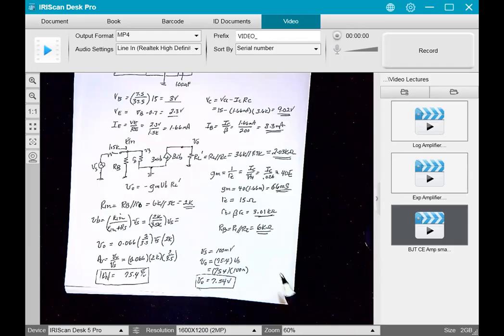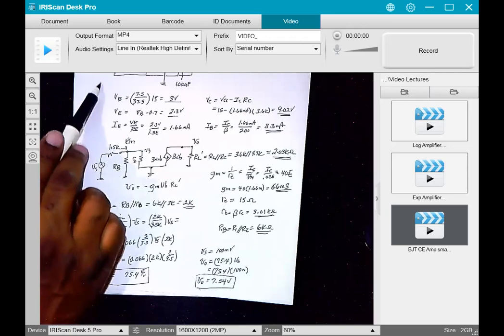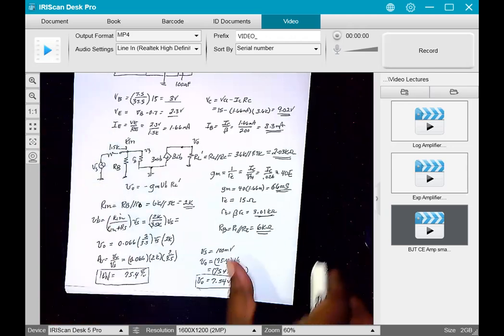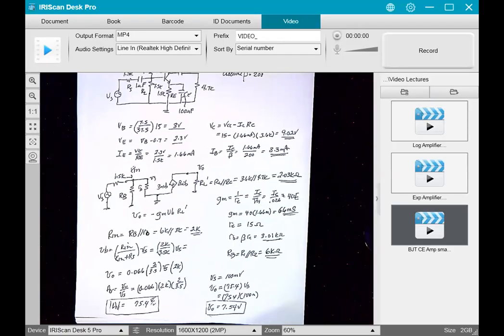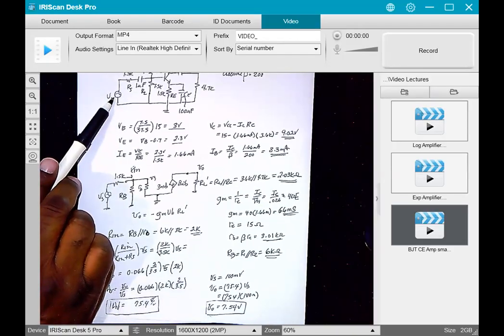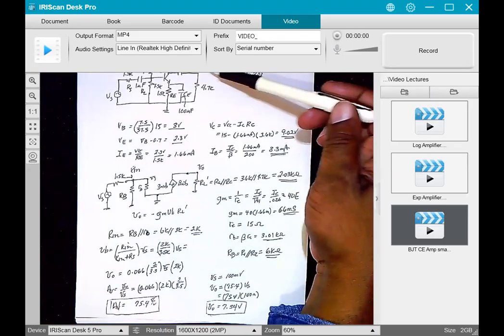So over here, although the problem didn't ask for it, I say, well, let's assume that our signal source here is 100 millivolts. Come down a little bit. Assume our signal source here is 100 millivolts. How big is the signal here?